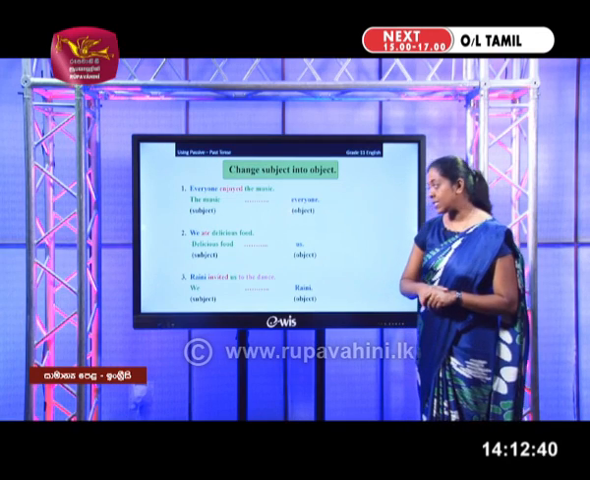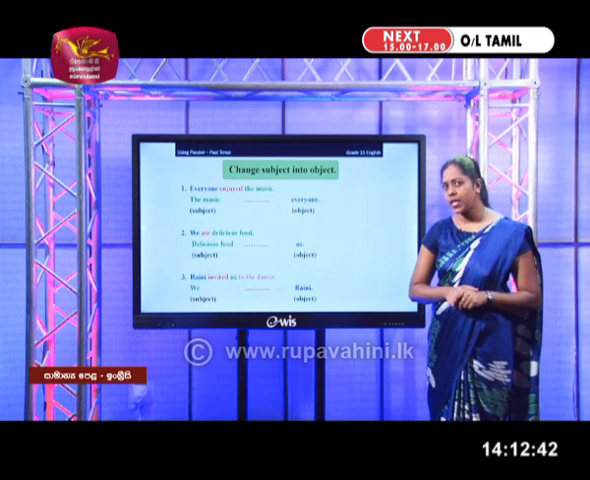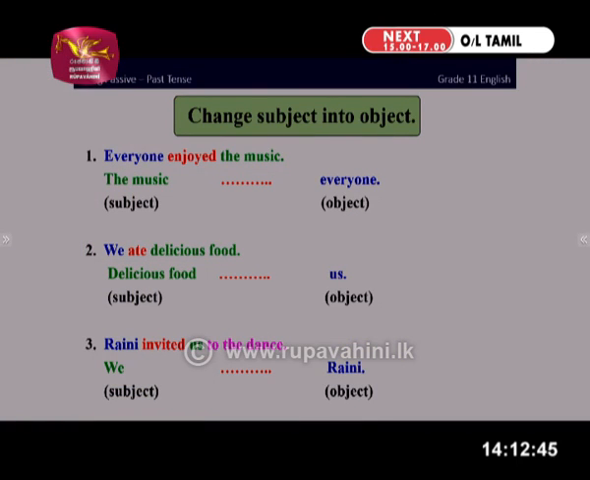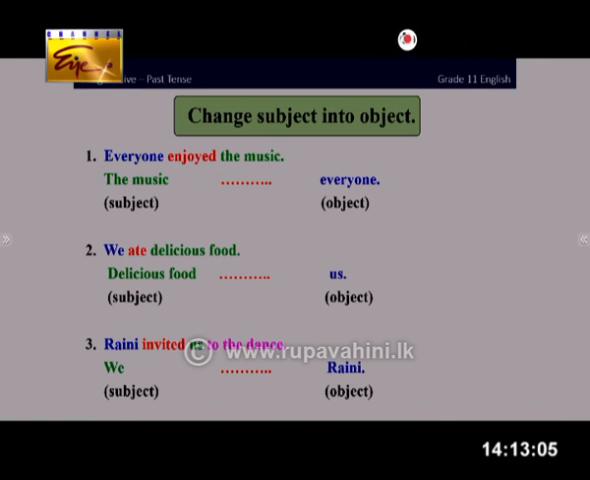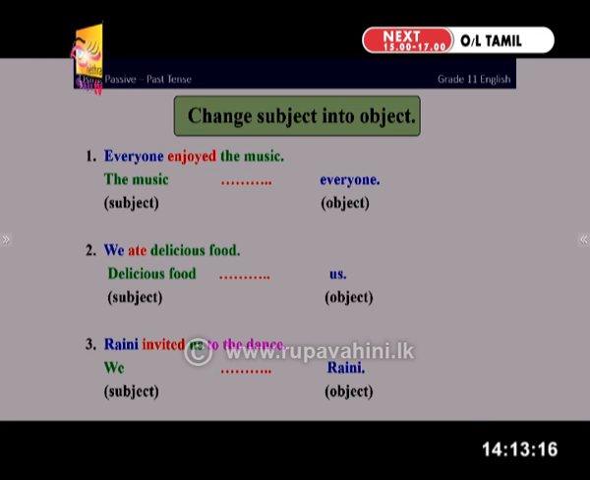Right, look at the third one. Rainy invited us to the dance. What is the object here? Us is the object. Then what are we going to do? We are going to take the object to the subject position. When the object us goes to the subject position, it automatically changes into we, because you know we is the subject pronoun. Hope that is clear. So this is the first step. I repeatedly told you, when you get the active sentence, focus on the tense first, keep it in mind, and then the first step is going to be changing the subject and object position.